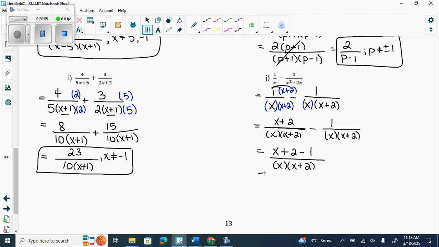And then I collect like terms. x, 2 nothings minus 1 nothing is plus 1. Top is a binomial, so it has to stay. Nothing matches. x can't equal 0 or negative 2.